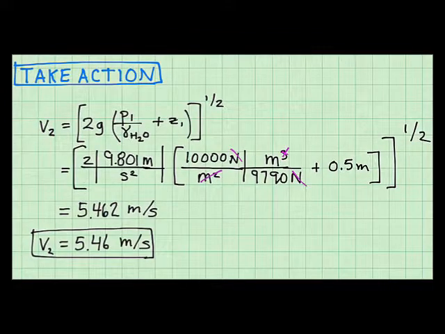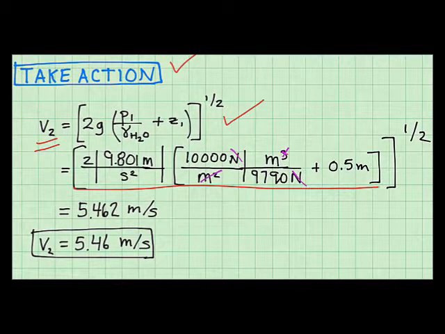All I need to do now is plug in numbers. So I solved for the velocity at 2 from the Bernoulli equation. That's this equation. I substituted in numbers, and the final answer is that V2 is 5.46 meters per second.